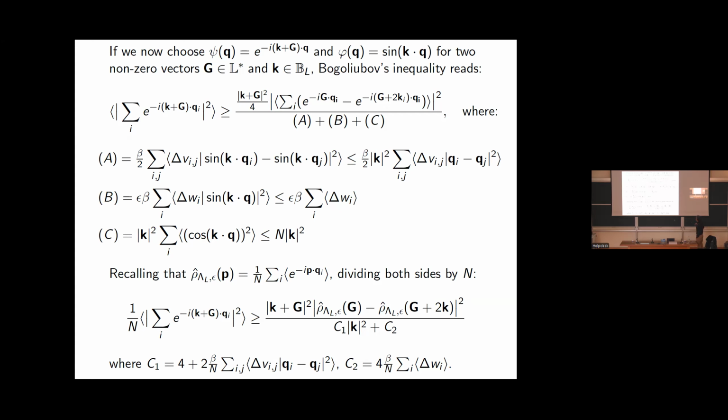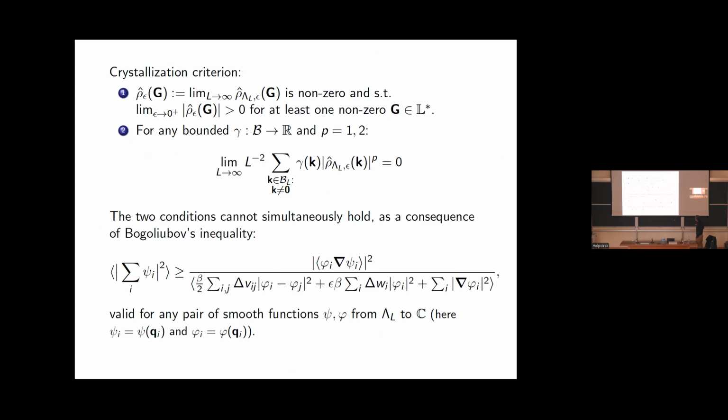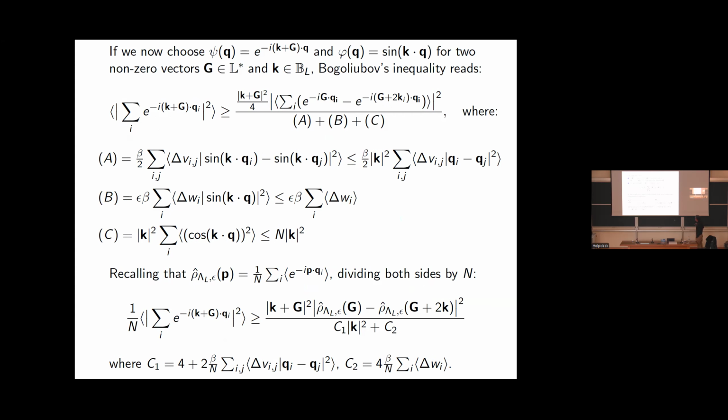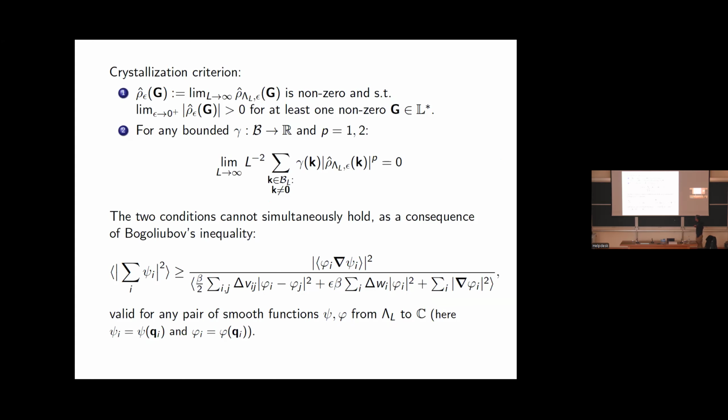In the right hand side, you get this combination. You get this phi, the sine of k dot q, times the gradient of the exponential. The gradient of the exponential brings downstairs a k plus g, so since there is an absolute value squared, you get a k plus g squared. And then if you write the sine as e to the i k q minus e to the minus i k q, you get this thing. In the denominator, you have three terms as here.